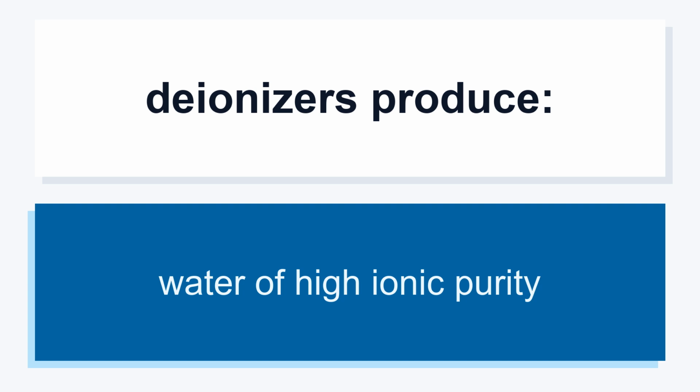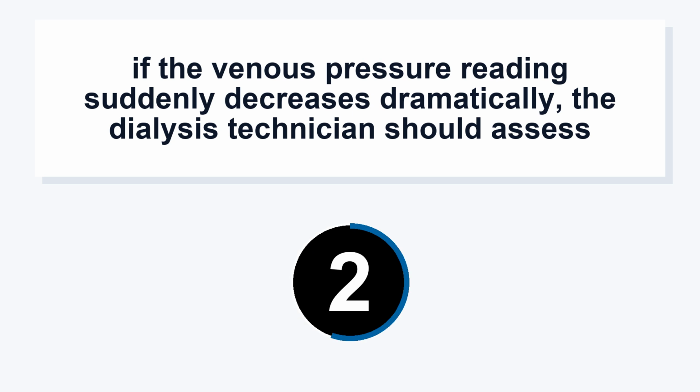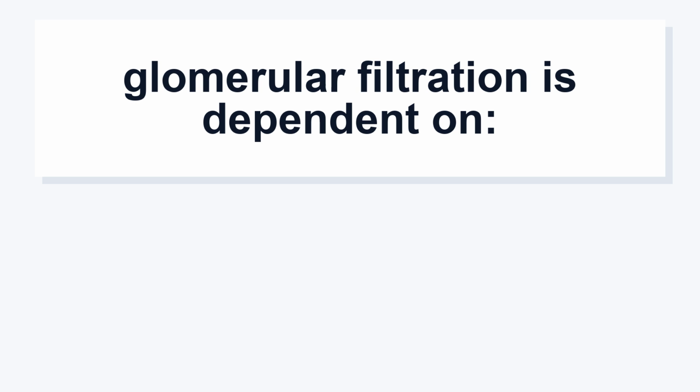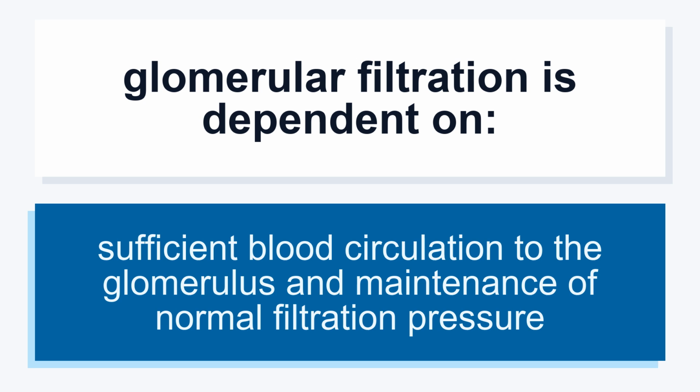If the venous pressure reading suddenly decreases dramatically, the dialysis technician should assess 1. The transducer to see if it is wet. 2. The arterial chamber to see if it is clotted. Glomerular filtration is dependent on sufficient blood circulation to the glomerulus and maintenance of normal filtration pressure.